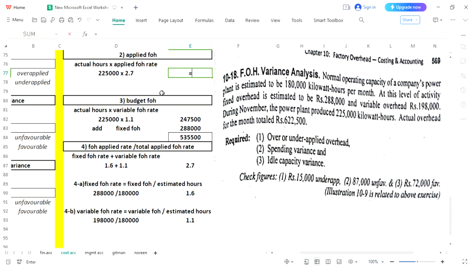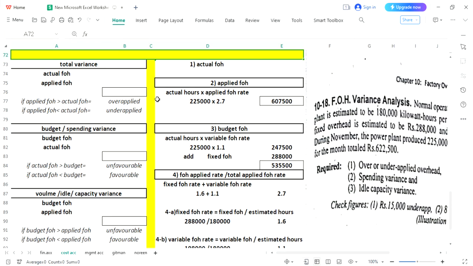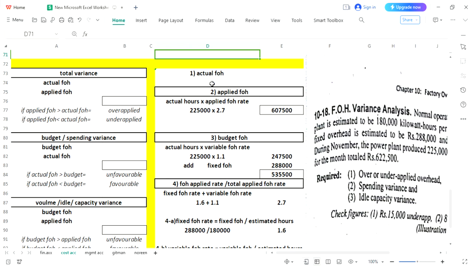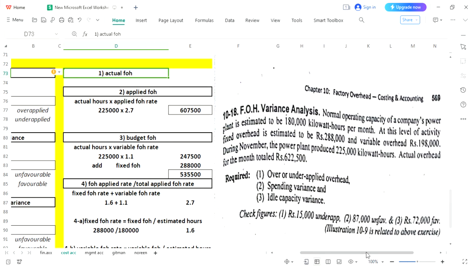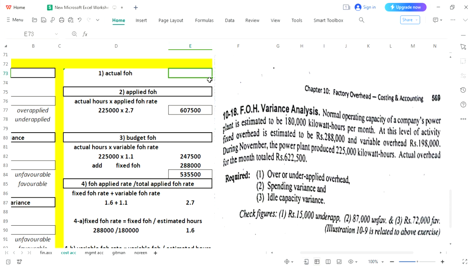With just a single step, you will be able to calculate applied FOH. On the calculator, you will write 225,000, and multiply it with 2.7. So the second calculation has also been completed. We have got our applied FOH. On the third step, we have calculated budget FOH. Now come to the first requirement, which is actual FOH. And as you know, actual FOH would be given in your question, and you don't need to apply any formula over here.